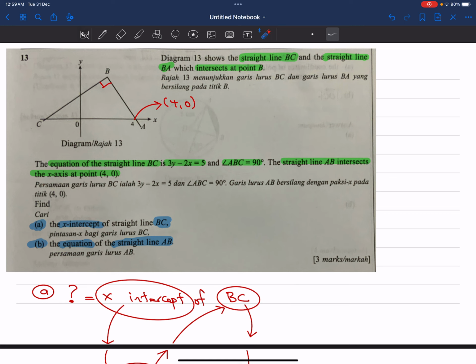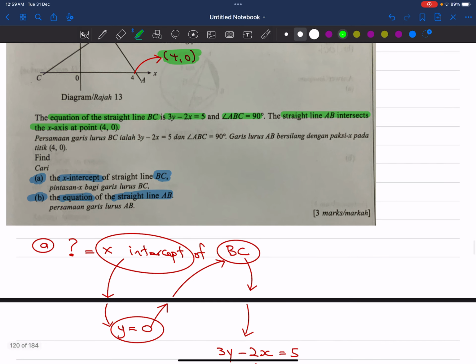Now this information, angle ABC, which means this angle is 90. Which means the line BC and BA are perpendicular. Later we will use this. Next, the straight line AB intersects the x-axis at the coordinate (4, 0). So I have completed the diagram.